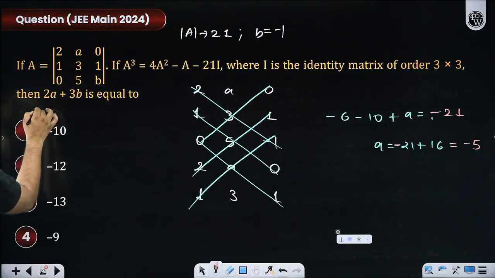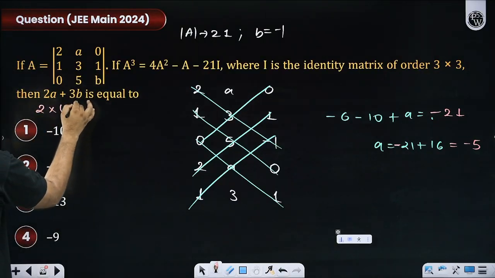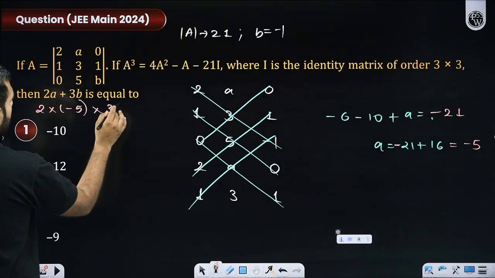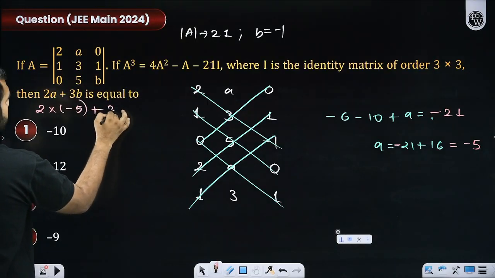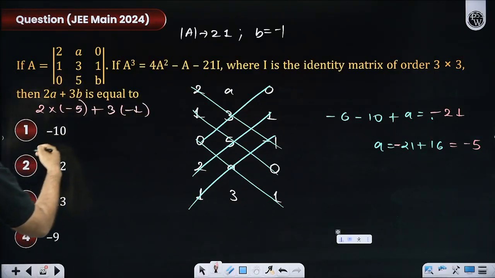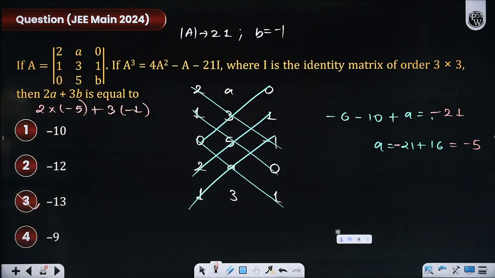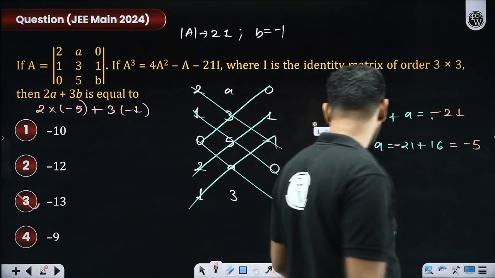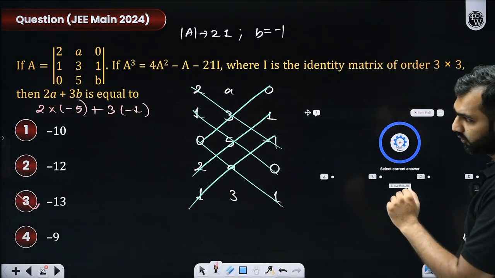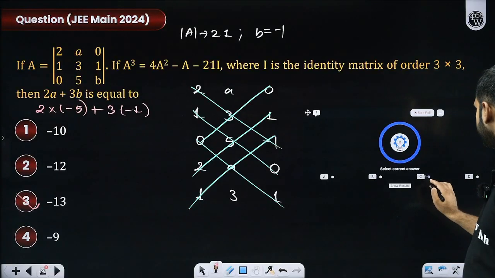2 into minus 5 and then plus 3 into B, which is minus 1. So I think minus 10, minus 3, minus 13. Yes or no? So I hope most of you must have gotten minus 13. Minus 13 means option C.